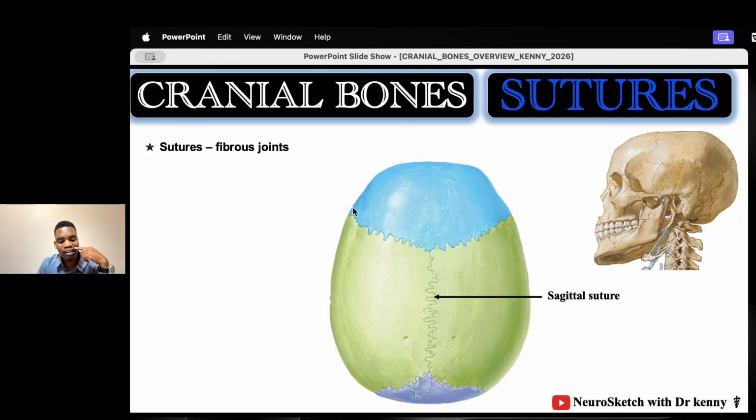Another important suture to remember is this suture between the frontal bone and the 2 parietal bones, spanning from the front, between the frontal bone and the 2 parietal bones.